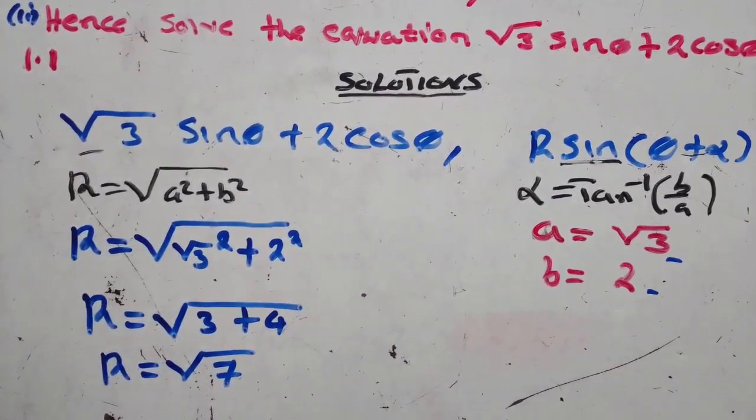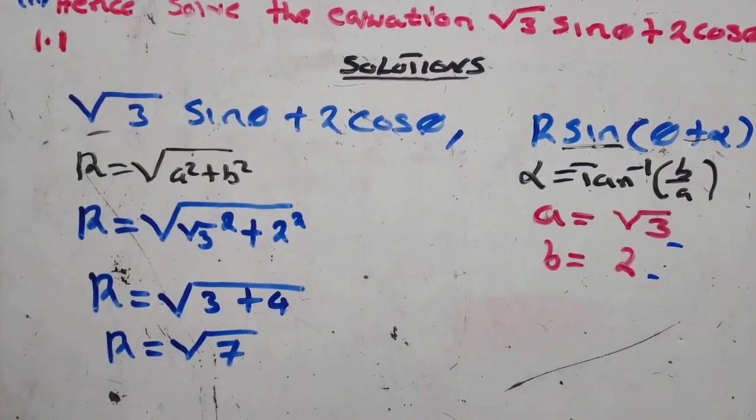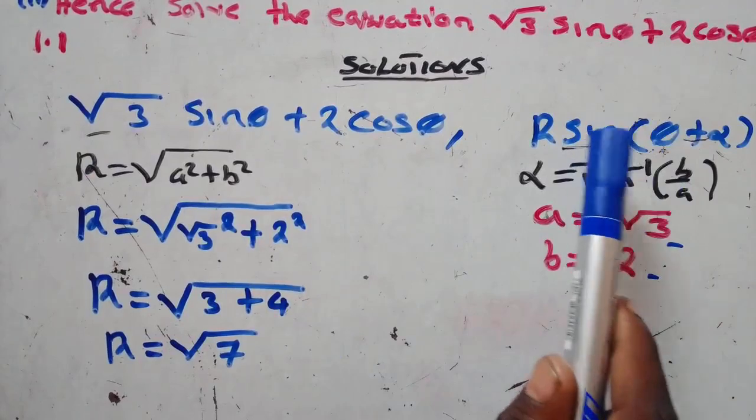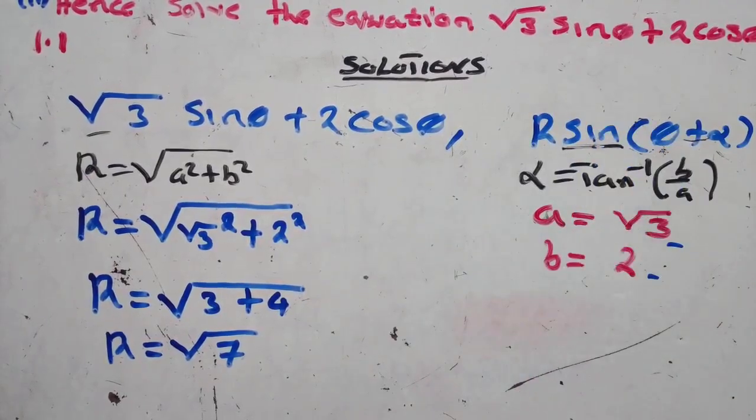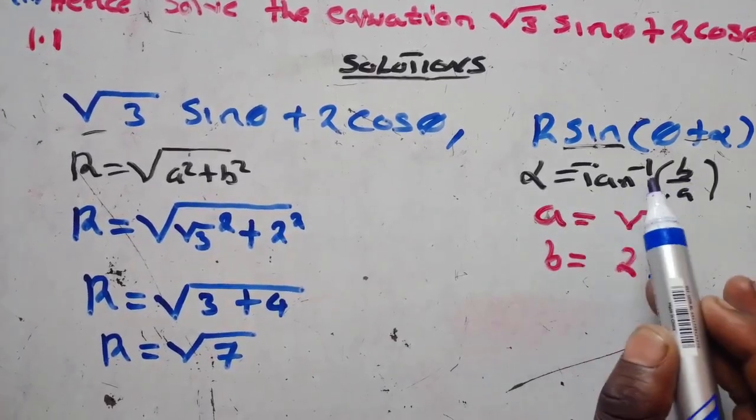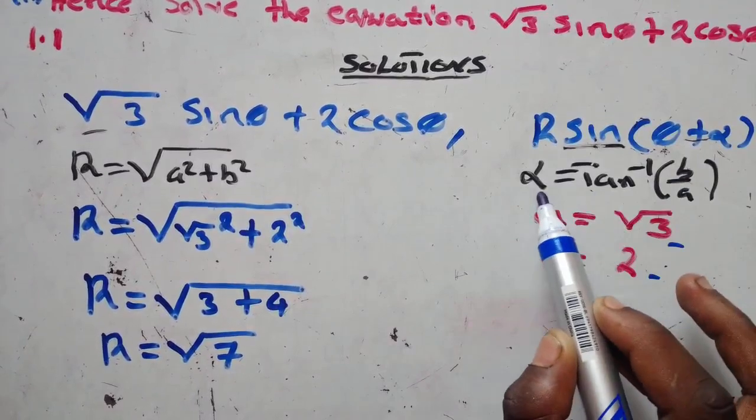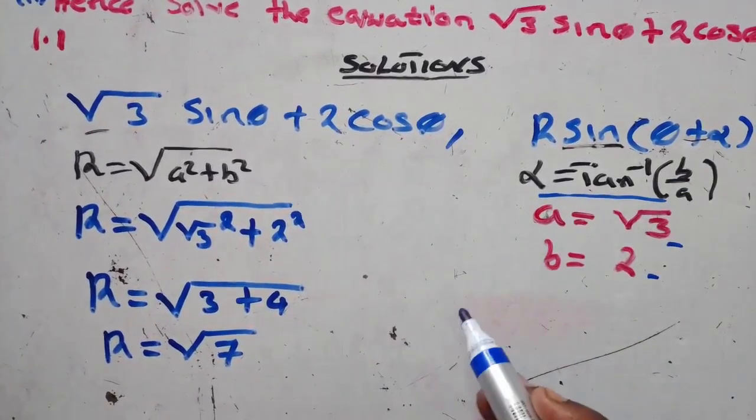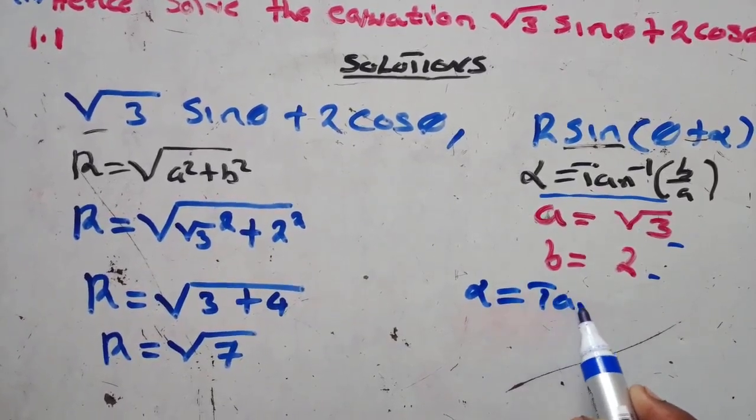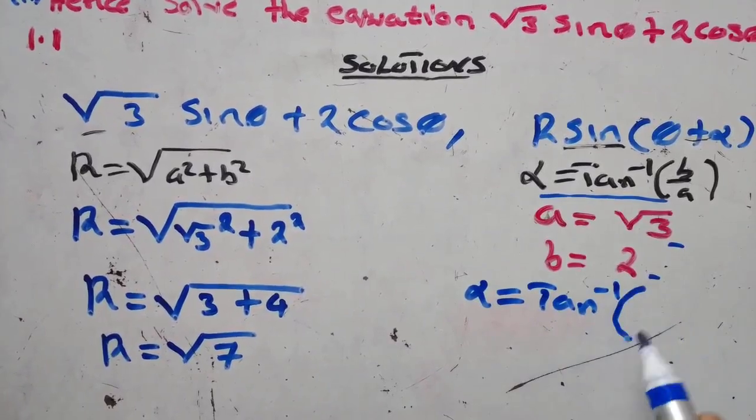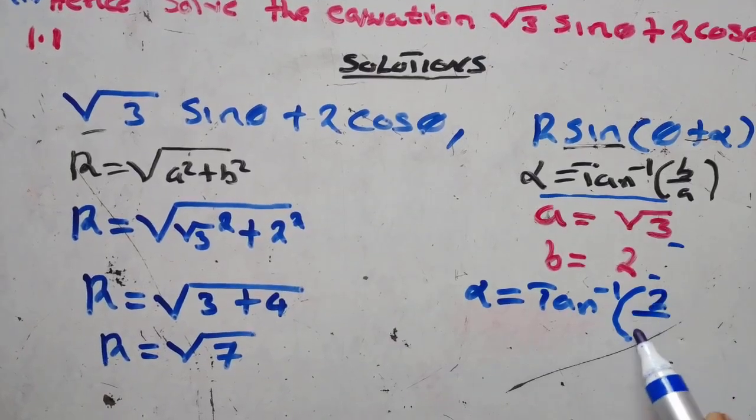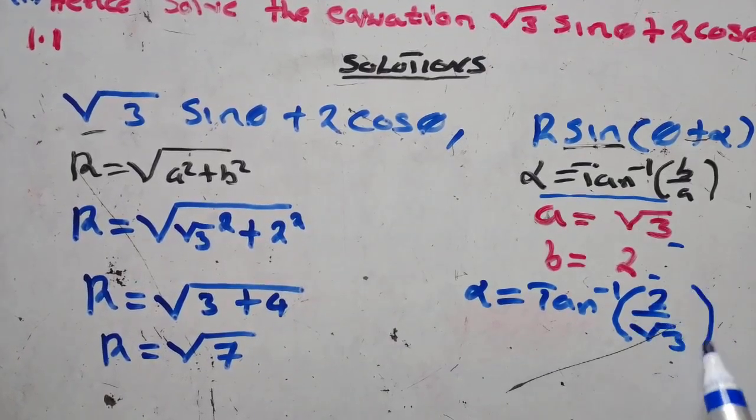So having found your R, you can now find the acute angle, so that we express this in this form. The acute angle is given by the formula tan inverse of b over a, according to this equation. Your b here is 2, so we're going to have tan inverse of 2 over root 3.